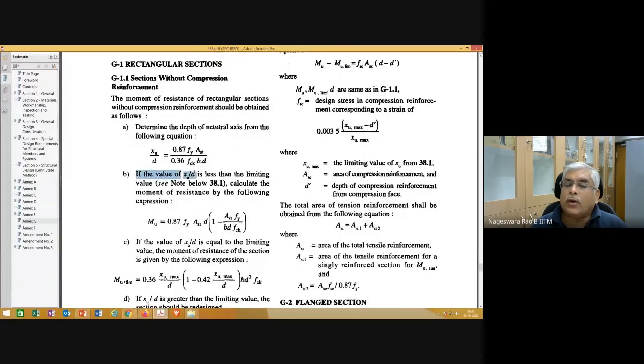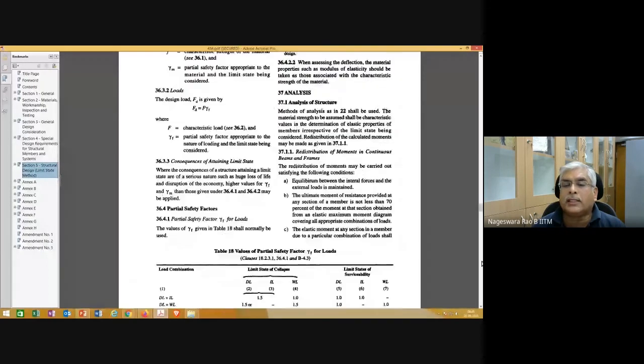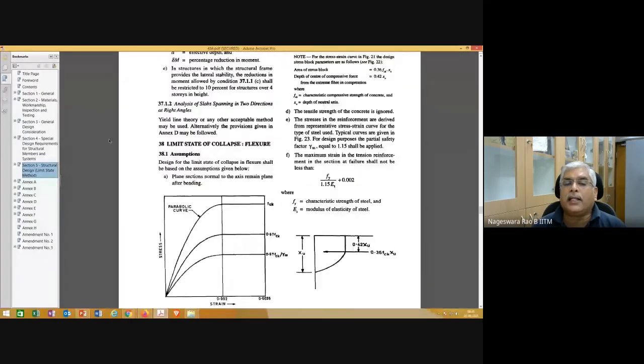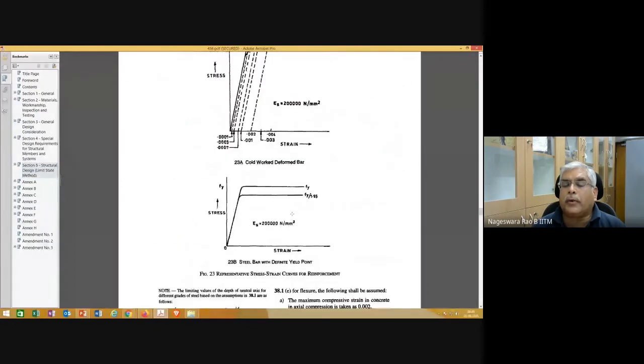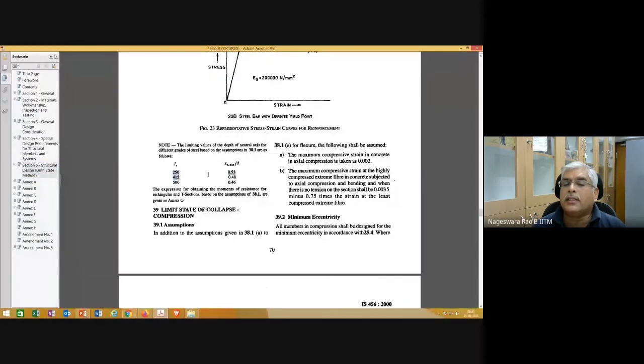If the value of XU divided by D given by this relation is less than the limiting value. What is the limiting value? XU max divided by D, note below 38.1. Let me go and show you what is this 38.1 for completeness. Here, this is 38.1, and the note below 38.1 is just what we have seen, XU max divided by D. So once you get XU divided by D, you need to compare with this value. That's what Annexure G is saying.